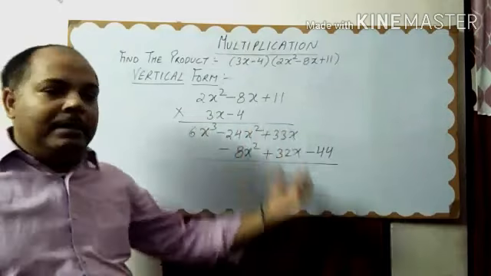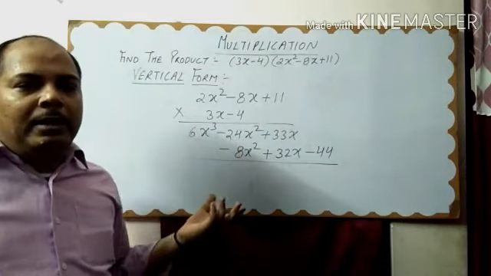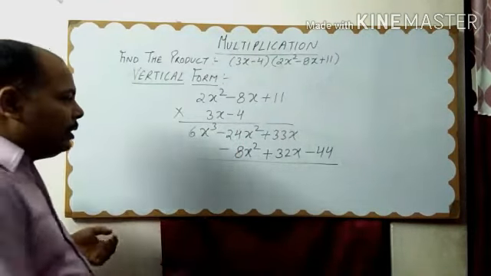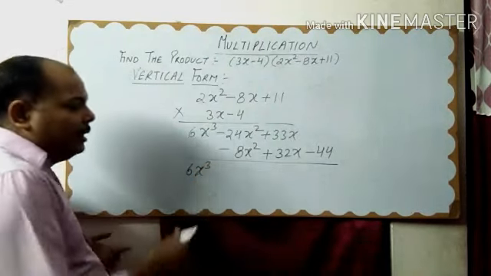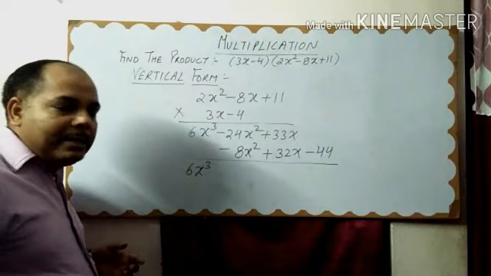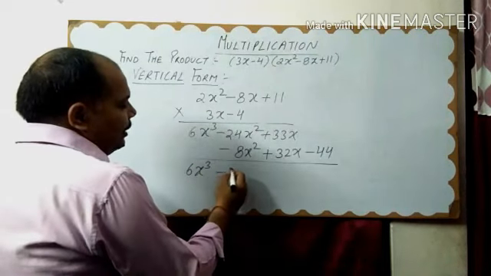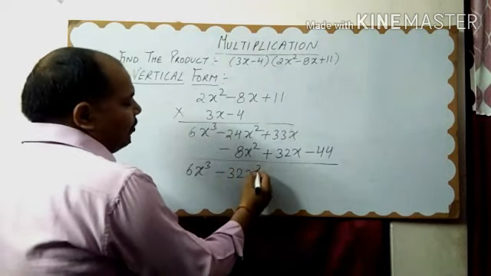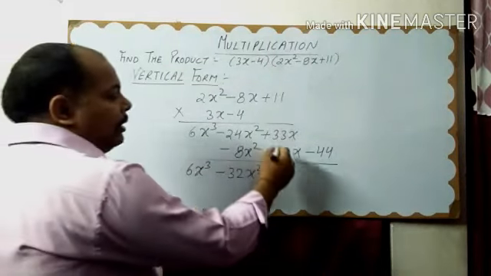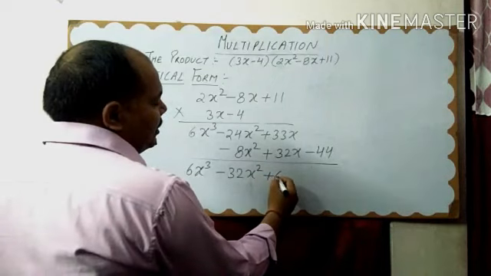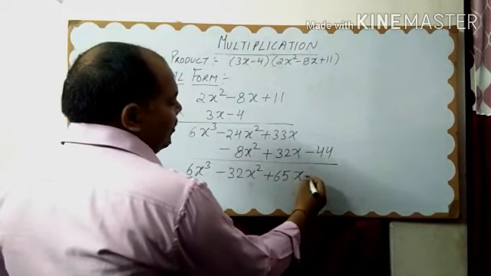And now add the terms. You know how we add the polynomials. Here no like term is there, so you can write 6x cube as it is. See, both signs are same, so we will add these two, 32x square. Now again the signs are same, 33 plus 32 will be 65x, minus 44.